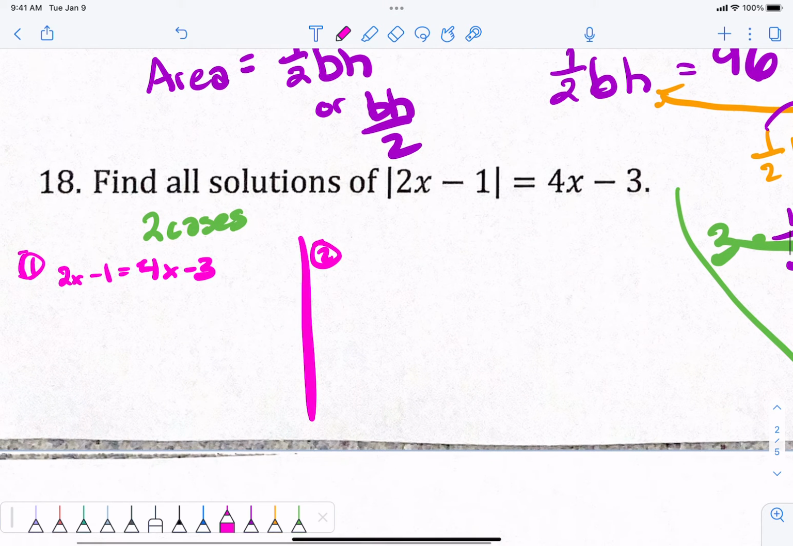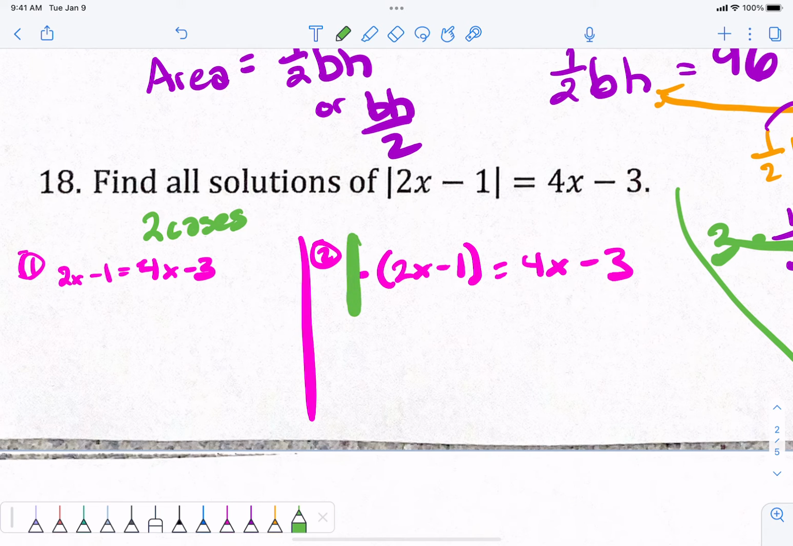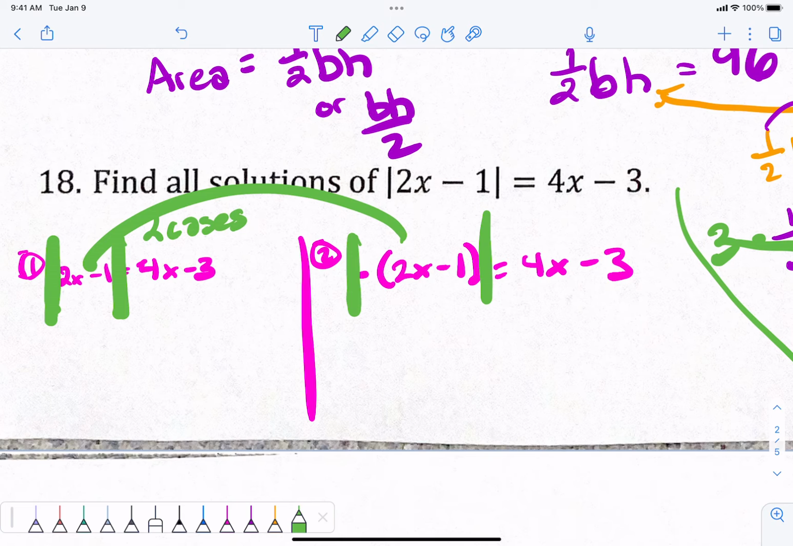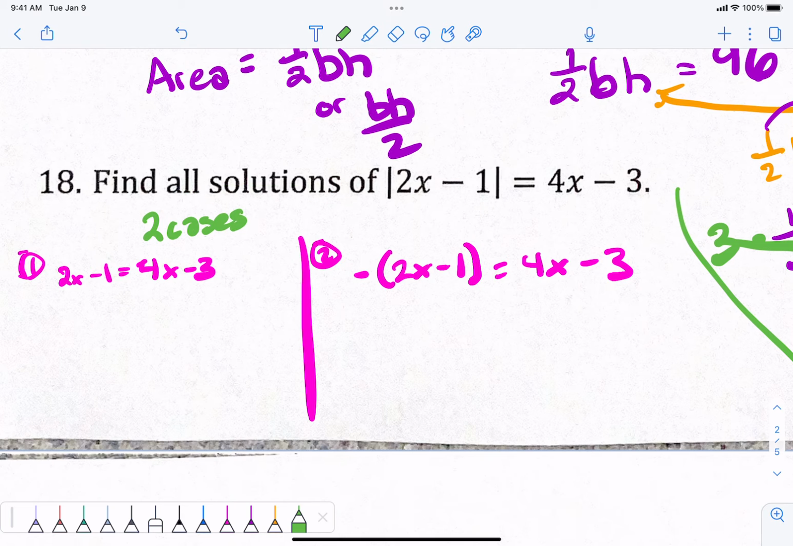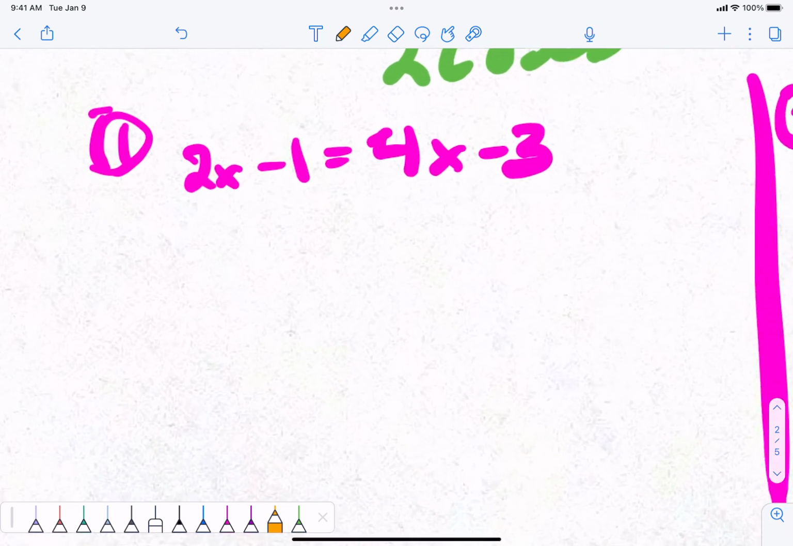Now, the second case is that it could be a negative 2x minus 1. We have to do two cases because if I do the absolute value of this, it's the same as the absolute value of this, right? Those two absolute values mean the same thing. So we have to do one plus and one minus. Two cases always when it's absolute value. Now let's solve this.